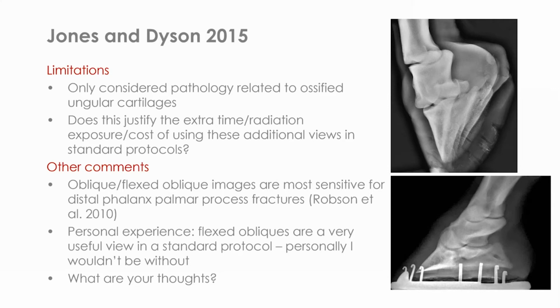And certainly, if there are ossified ungular cartilages, I think it's essential to include these flex oblique views. There was also another study in which oblique, which is this image at the bottom, or flex oblique images at the top, are also more sensitive for distal phalanx palmar process fractures. But I would love to know what your thoughts are on this, especially as I'm probably a little bit biased because it was actually, like I say, my study.